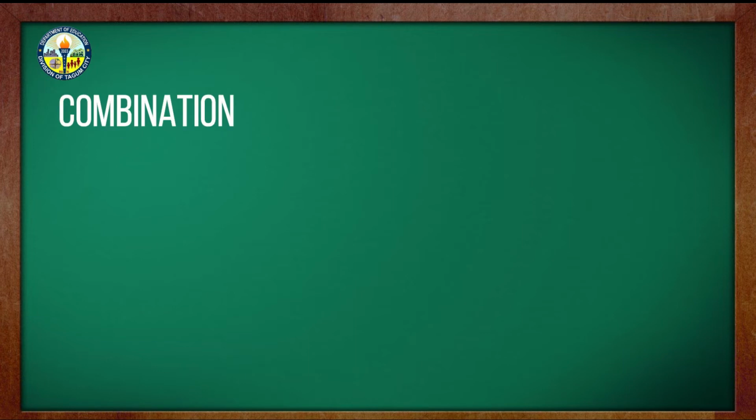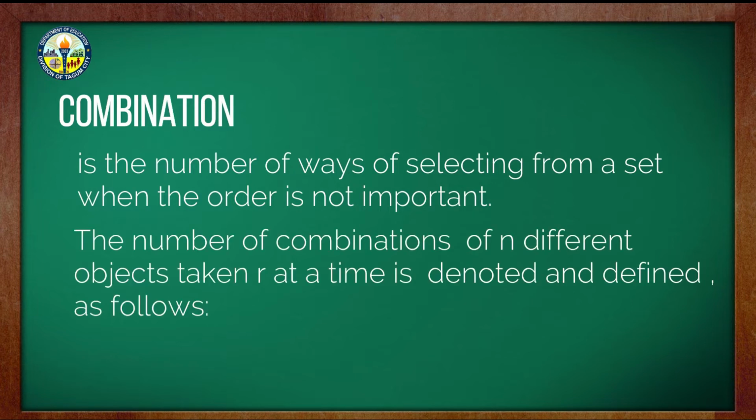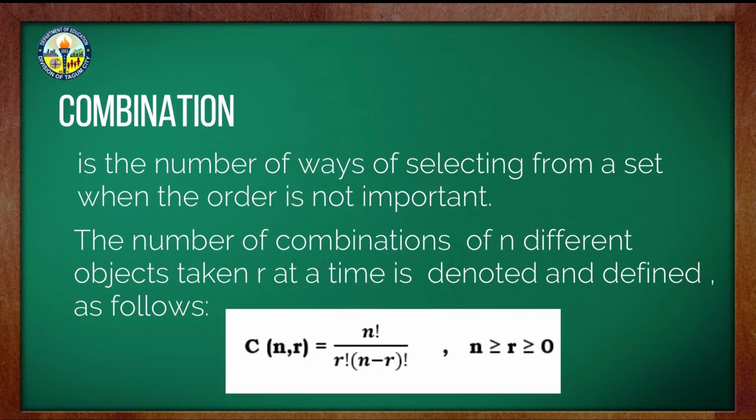Combination is the number of ways of selecting from a set when the order is not important. The number of combinations of n different objects taken r at a time is denoted and defined as C(n, r) = n! / (r!(n − r)!), where r is greater than or equal to 0 and less than or equal to n.